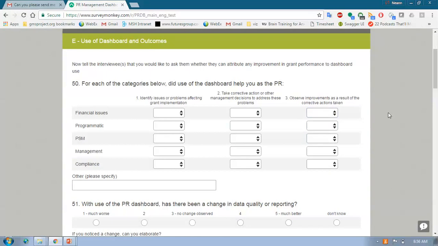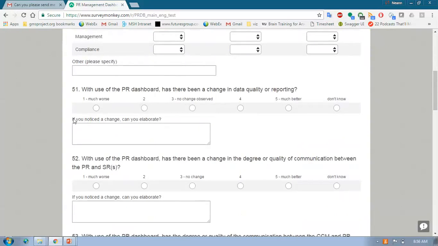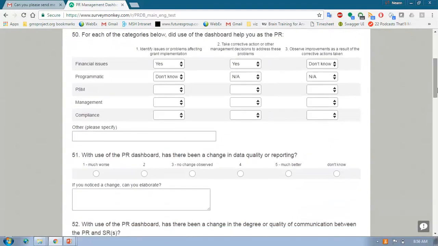I recommend that you work through the questions horizontally. So first, talk about financial issues. Were you able to identify any issues using the dashboard? Were you able to resolve them? And did that lead to any improvements in performance? So go issue by issue, financial, programmatic, PSM, and walk them through this question, help them think it through. We were trying to make the link between identification, resolution, and results. The chain of the theory of change should be obvious to them.